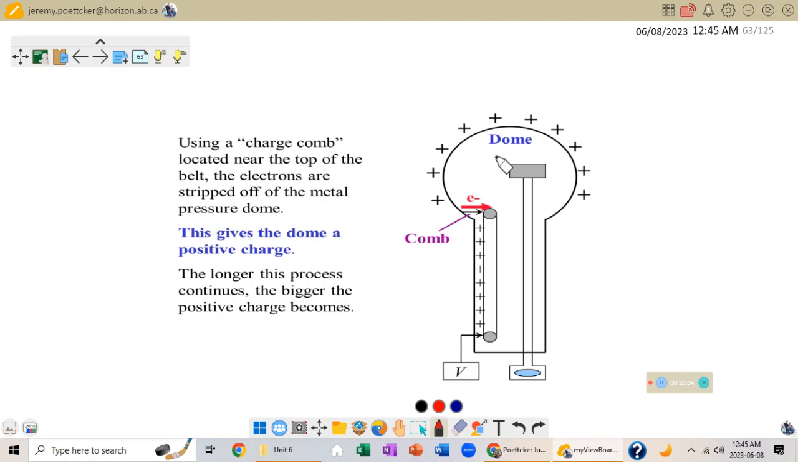This uses a charge comb. Electrons are stripped off the metal pressure dome, giving the dome a positive charge. So this belt is positively charged. It attracts the electrons from the dome. Belt becomes more neutral. The dome becomes positive. And the longer we continue this process, the bigger the positive charge on the dome becomes.